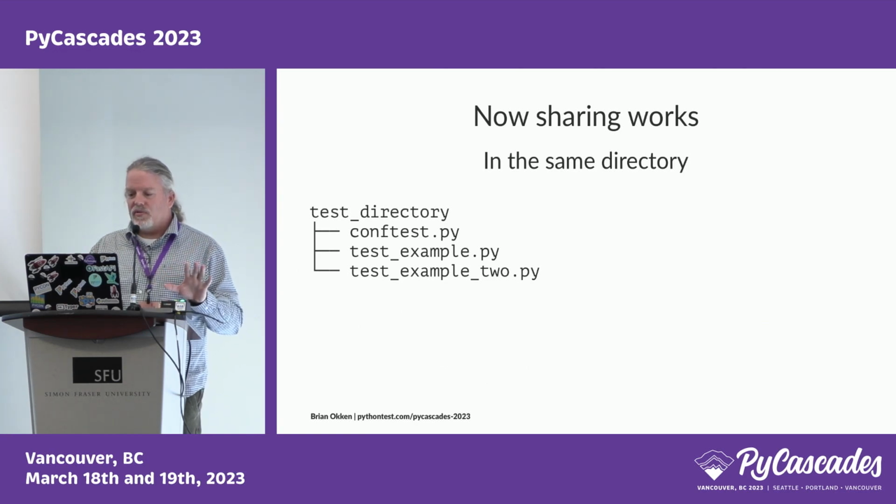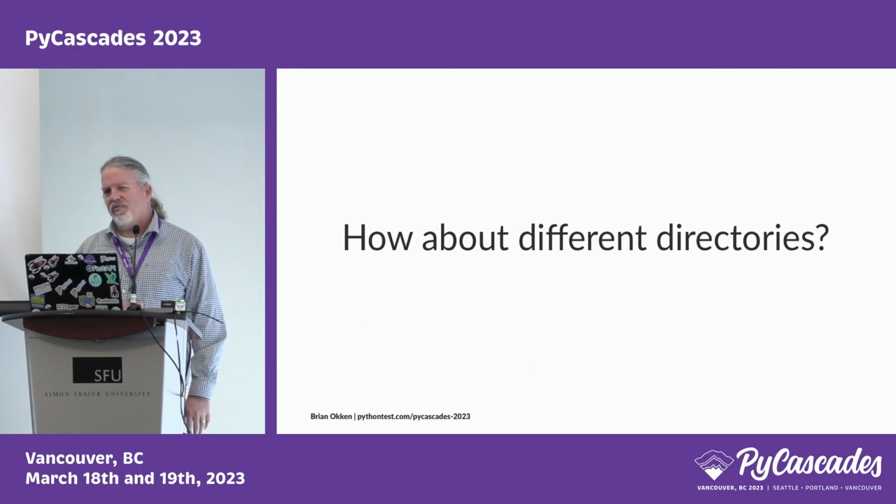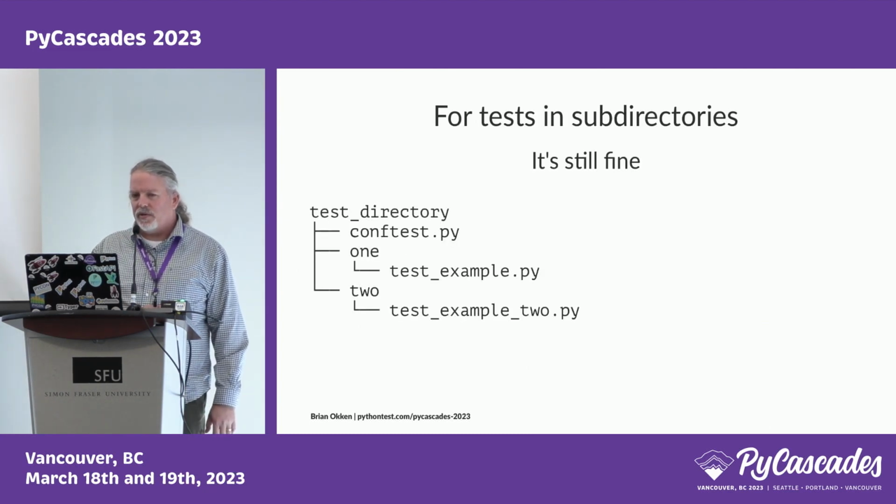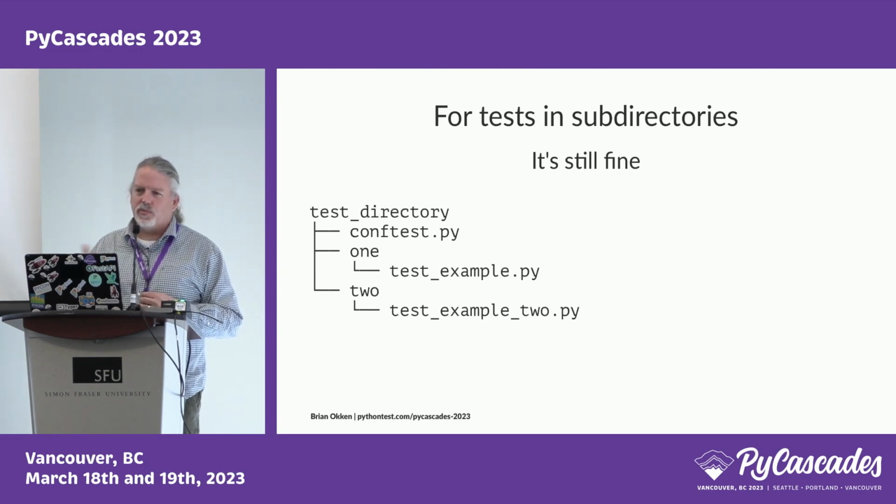And that all works as long as everything's in the same directory. Well, what if they're in different directories? Can I still share them? As long as they're subdirectories, you don't have to do anything different. You can just put them all in subdirectories, and pytest will look all the way up to the test root, which is where your pytest.ini file is, or tox.ini, and it will look at all the conftest files for fixtures. So as long as your test is in a subdirectory, it'll find them.